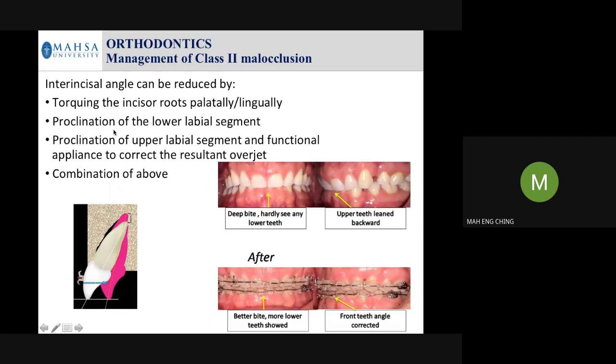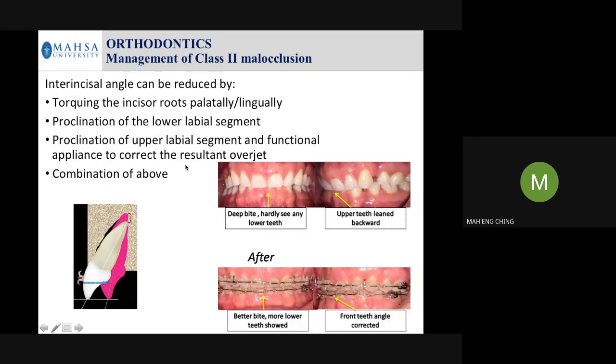Proclination of the lower labial segment is the same thing. We are changing the labial segment, meaning you push the lower crown or incisor forward. By doing that, you change the torque of the root also. So basically, just pushing everything forward. That's how you reduce the inter-incisor angle. Then proclination of the upper incisors, and the functional appliance to correct the resultant overjet.